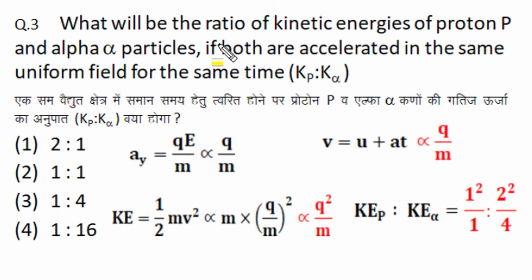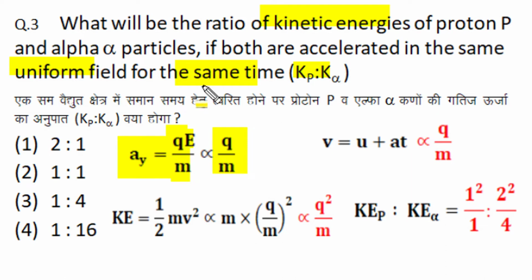This question is an example of straight line motion, as here instantaneous velocity and instantaneous acceleration of electric force both are acting on the same line, and we have to find out ratio of kinetic energies of proton and alpha particle if both are accelerated in same uniform electric field for the same time. So ratio of kinetic energy of proton and alpha is to be calculated when in an uniform electric field of strength E, charge Q have a force QE, and force divided by mass would become acceleration, and acceleration depends upon ratio of charge to mass in uniform electric field.